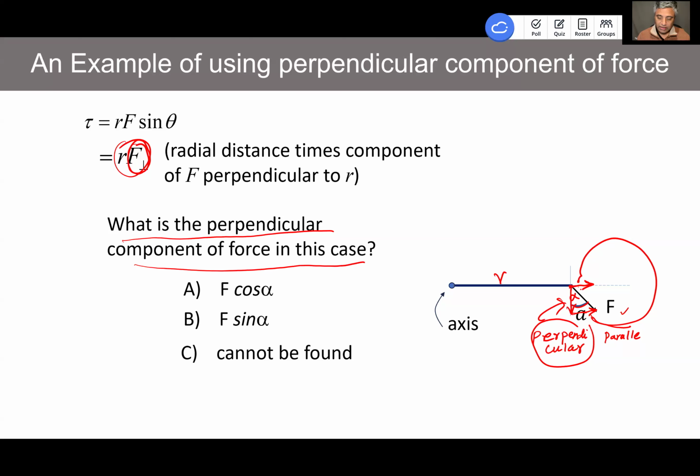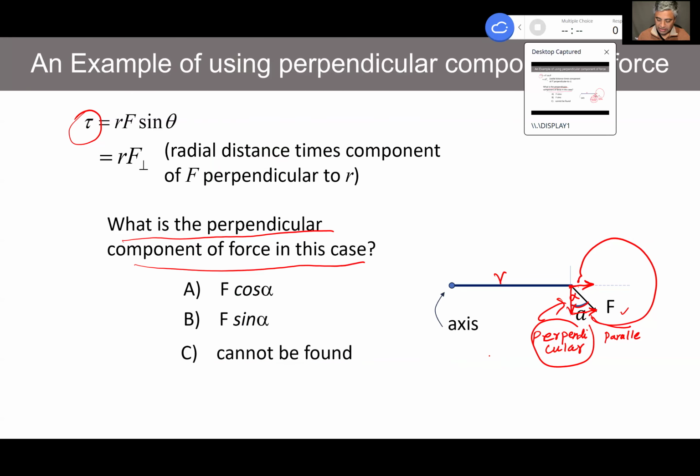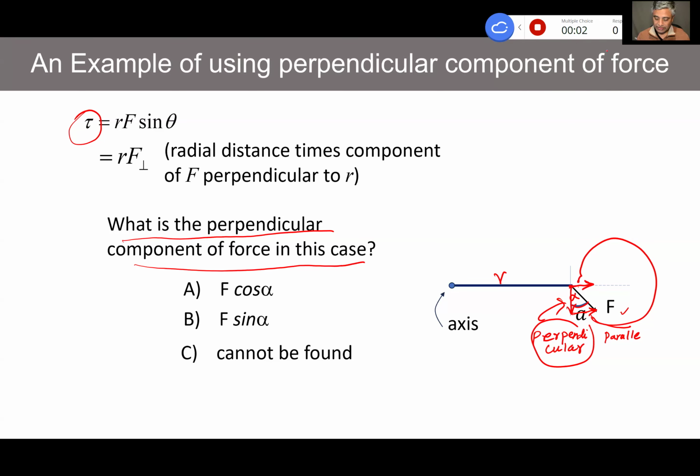So here, what is the component? If you know how to write the component, you can write the torque, because torque is going to be just R times that component, okay? So I'm opening the poll. With all these, I think 1 minute and 30 seconds should be good enough for you to answer this question. So I'll get rid of these to let you see clearly.